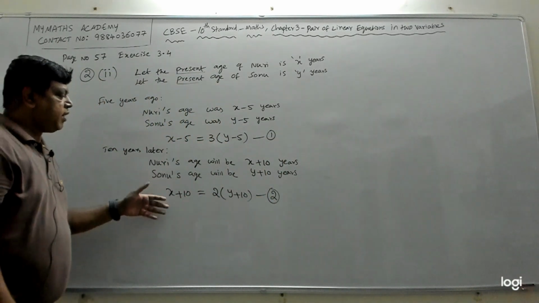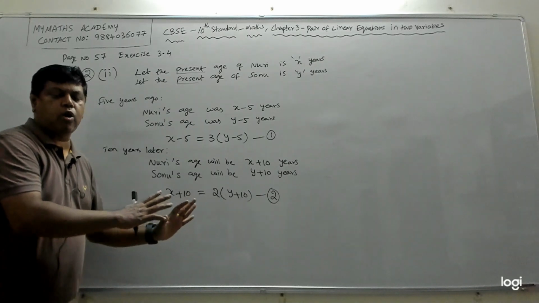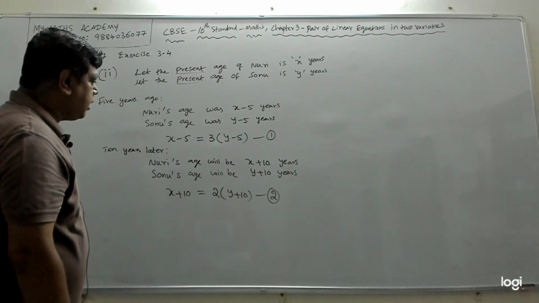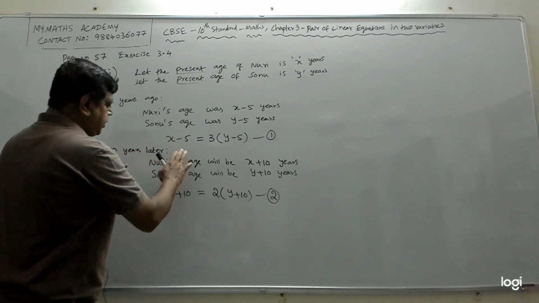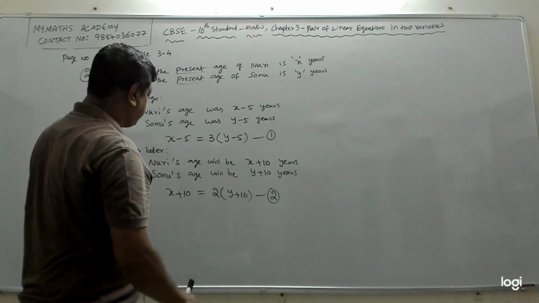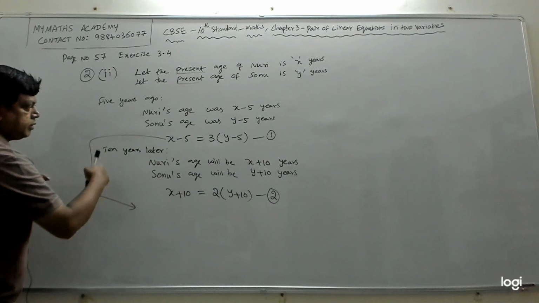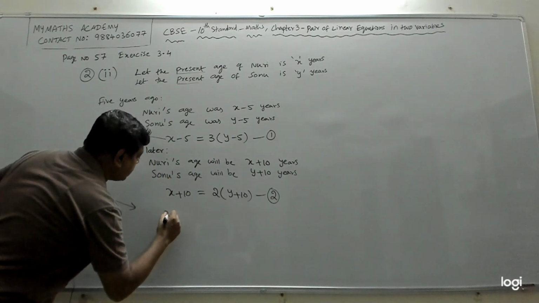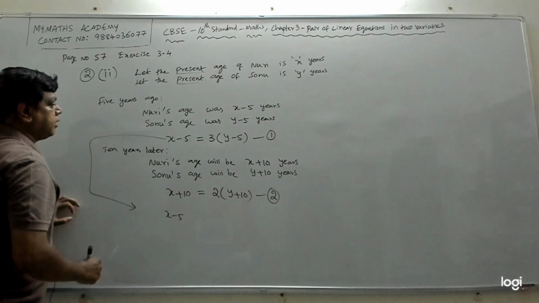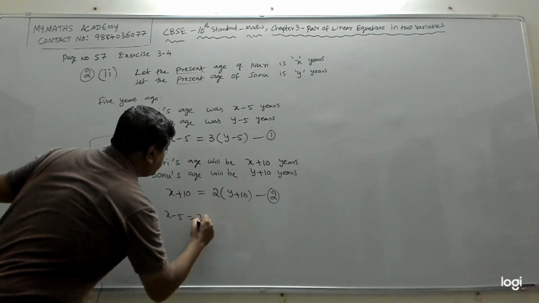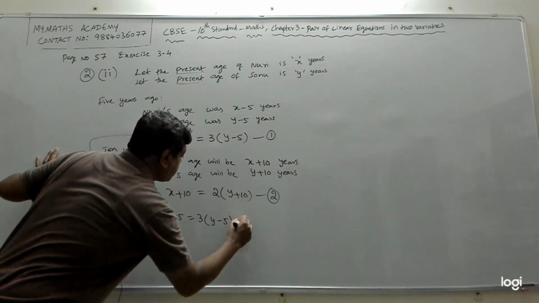Now we should simplify these and write them in our normal general form of linear equations in two variables. So let's take the first equation and simplify it. So x minus 5 equal to 3 into y minus 5. That is our first equation.